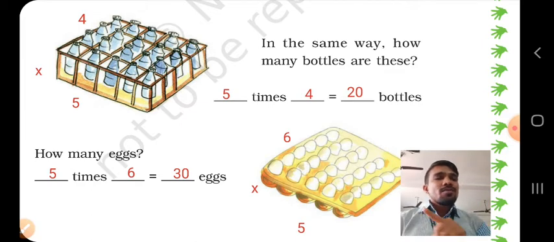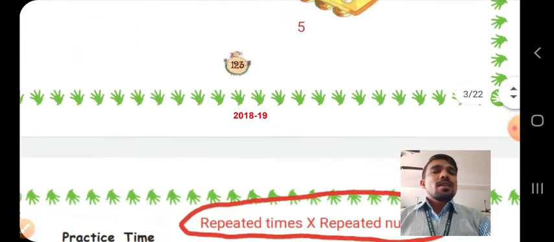How many eggs? So count the rows, there are 5 rows. Count the columns, 6. Multiply both the numbers, that is 5 6s are 30. You can even write 6 5s are 30. You can interchange the numbers, isn't it? So you got the answer. I hope it is clear.